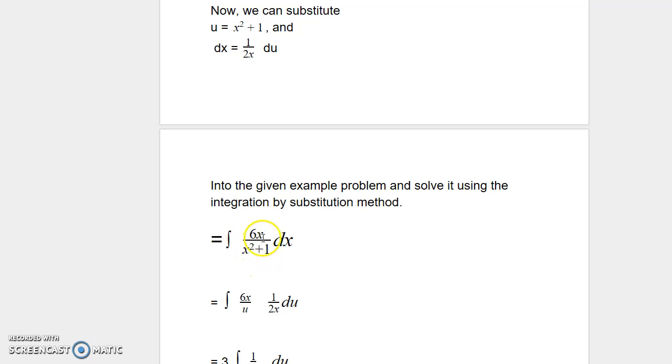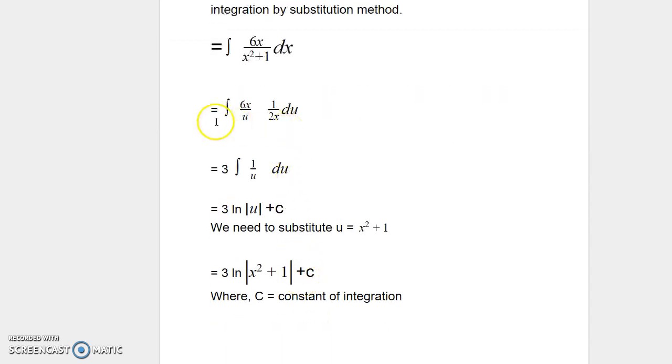So our example problem is 6x divided by x squared plus 1, and wherever we see x squared plus 1, we're going to substitute that by u. As you can see here, 6x divided by u, and then wherever we see dx, we're going to write 1 over 2x du. Okay. Now as we can see here, we have a 6x in the numerator, 2x in the denominator. So the x and x cancel out.